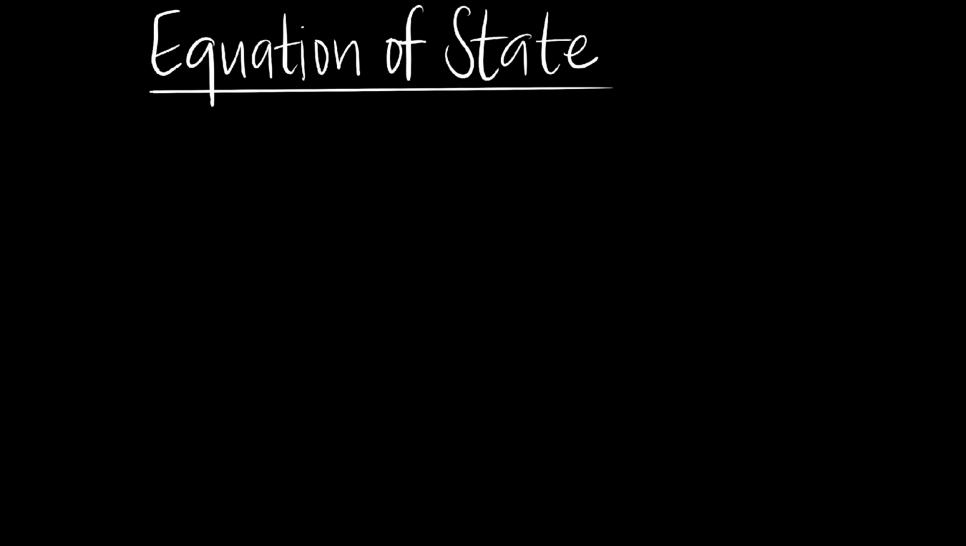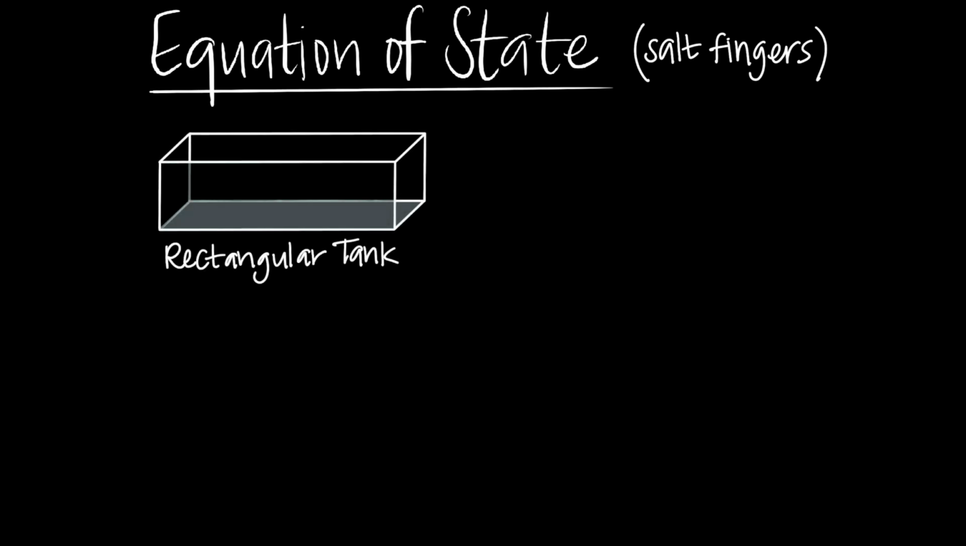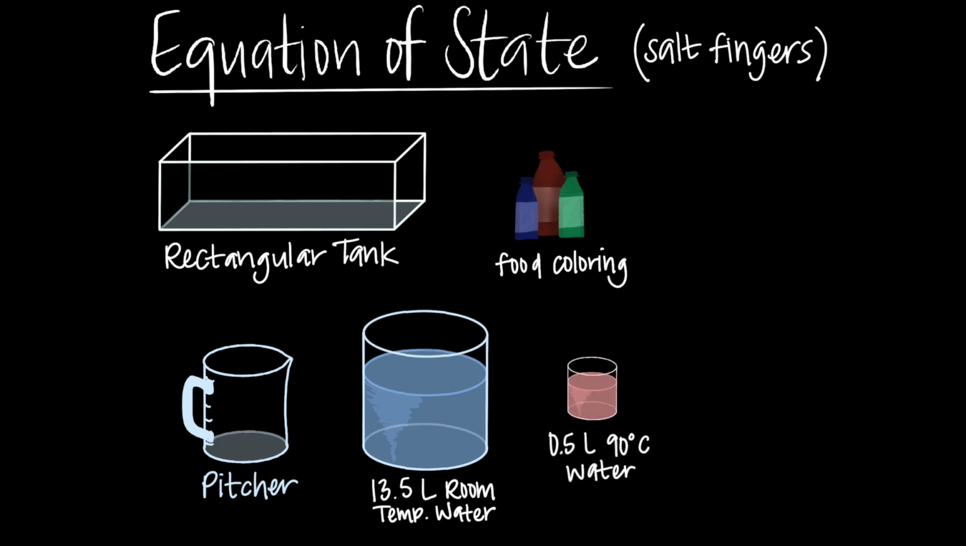Now we'll get to the experiment, which not only takes advantage of the equation of state and density layering in the ocean, but the differences in diffusion between temperature and salinity. That's why this experiment is also called salt fingers, or double diffusion. For this experiment, we'll use a stationary rectangular tank, a pitcher, 13.5 liters of water about 20 degrees Celsius or room temperature, some food coloring to better see the layers or stratification, half of a liter of water heated to about 90 degrees Celsius, 7 grams of salt, and 2 to 3 foam blocks to prop up the tank.